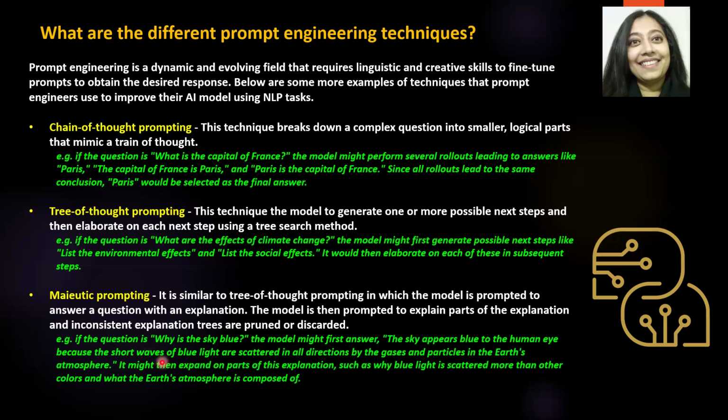So let's say the question that is asked is, why is the sky blue? Then the model might write the first answer: the sky appears to be blue to the human eye because the short waves of the blue light are scattered in all directions by the gases and particles in the Earth's atmosphere. And then it will go back to certain parts of this explanation, such as why is blue light scattered more than the other colors? What's the Earth's atmosphere composed of? And then keep on elaborating and building on its response.